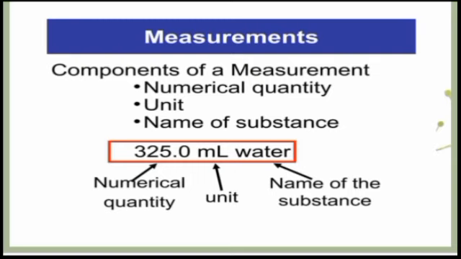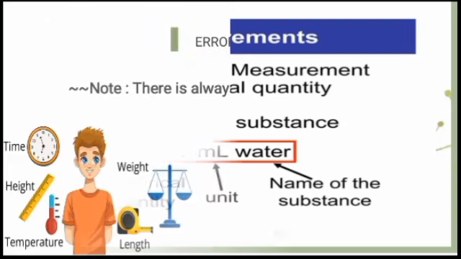Components of measurement, we have the numerical quantity. This numerical quantity is the number gotten after measurement. We have the unit. Unit is a standard quantity used to express a physical quantity. In this case, we have milliliter. Then the name of the substance. In this case, it's water.